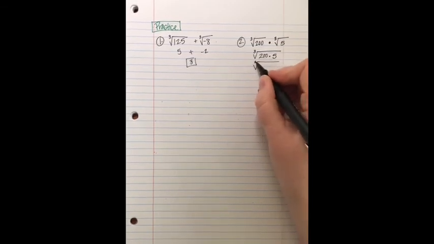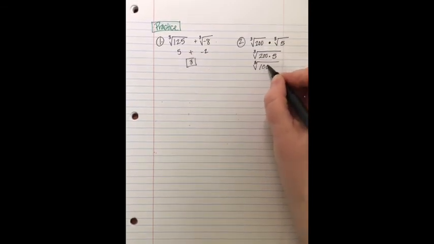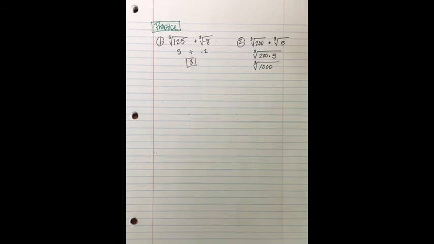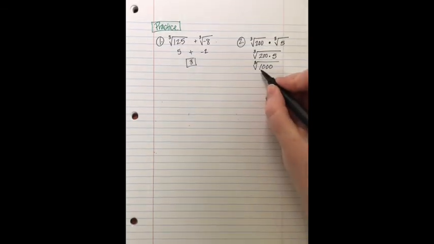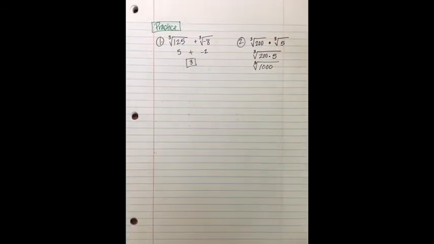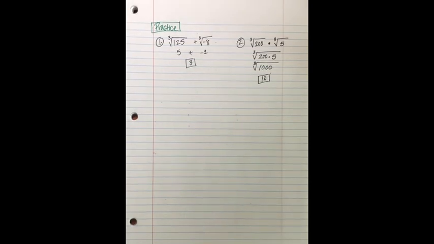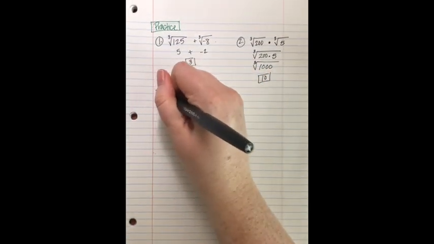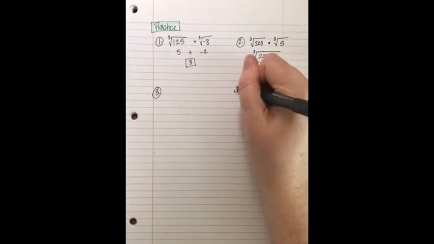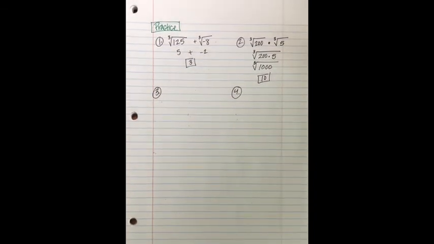Well, 200 times 5 is 1,000. And something cubed is 1,000. 1,000 is a perfect cube. So the cube root of 1,000 is 10. Okay, let's do 2 more.